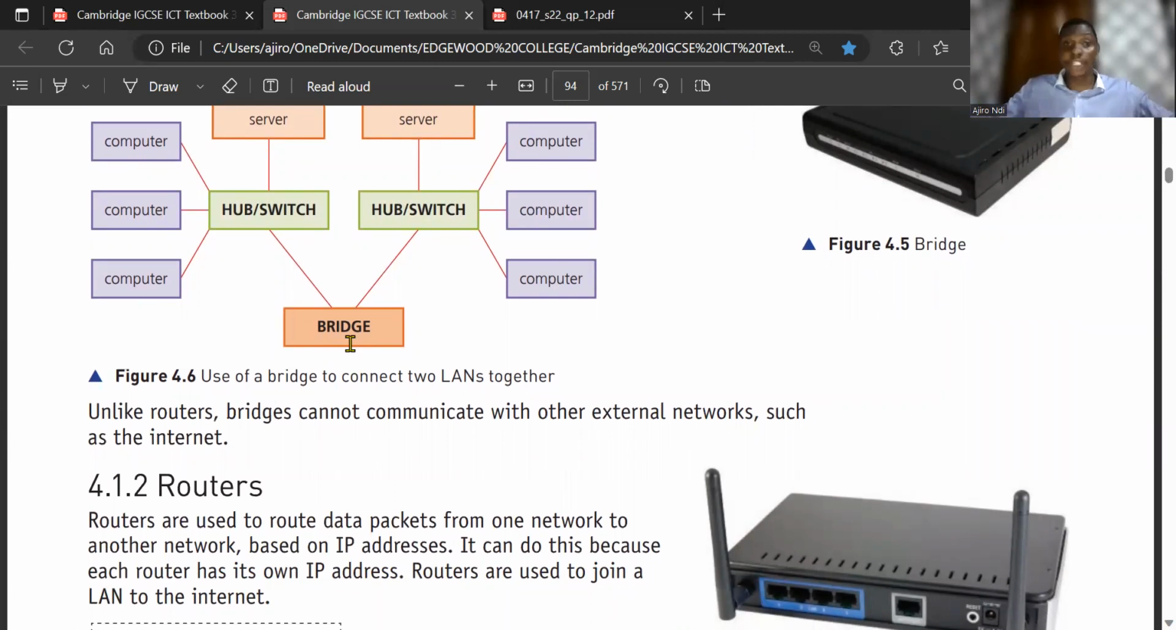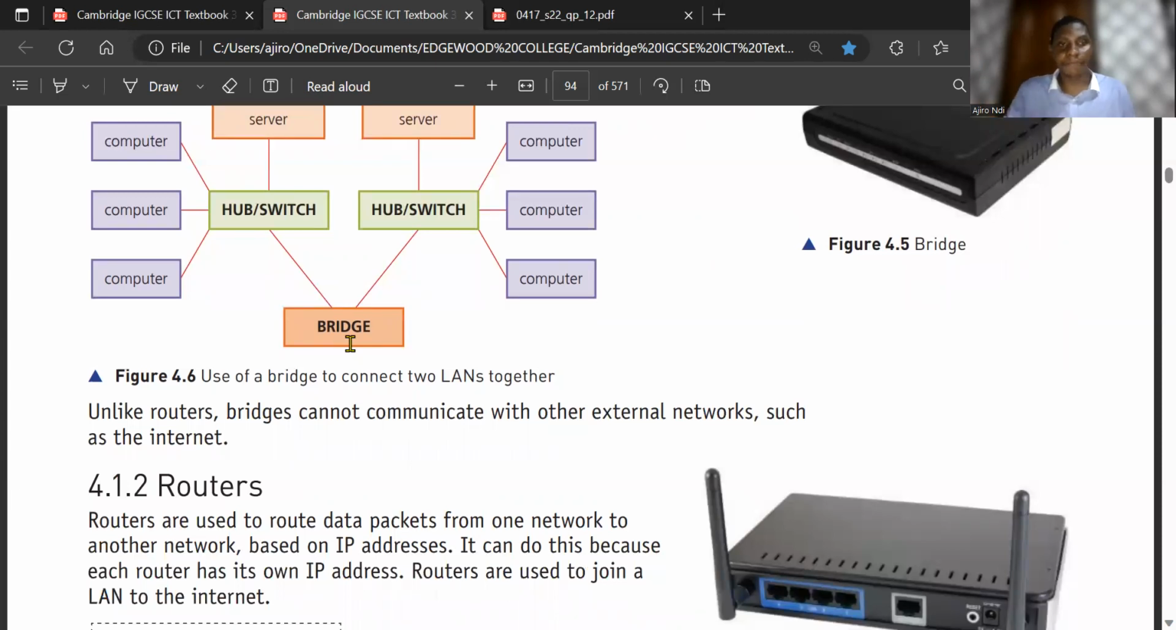So all the local LANs, we have one here, we have one in senior school, we have one in 6th form, right? We have a bridge that can connect them. We have one here and we have one in the boys' hostel. So we have a bridge that connects both of them together and then sends it with the help of the router to the internet.